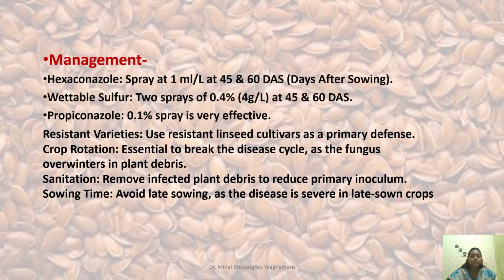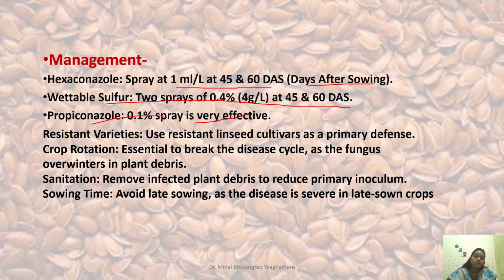Coming to the management, mainly in powdery mildew, wettable sulfur at 0.4%, that is 4 gram per liter, in two sprays at 45 to 60 days after sowing is provided. Hexaconazole and propiconazole also show effective foliar application sprays, at 0.1%. Propiconazole spray at 0.1% is effective, and hexaconazole spray at 1 ml per liter at 45 to 60 days after sowing is provided.